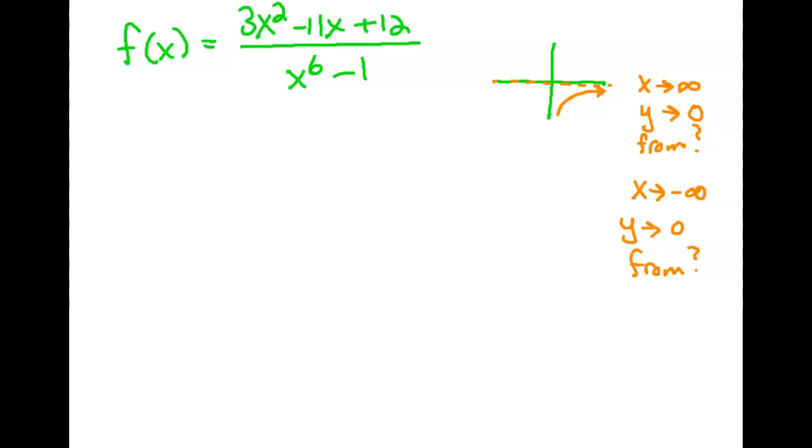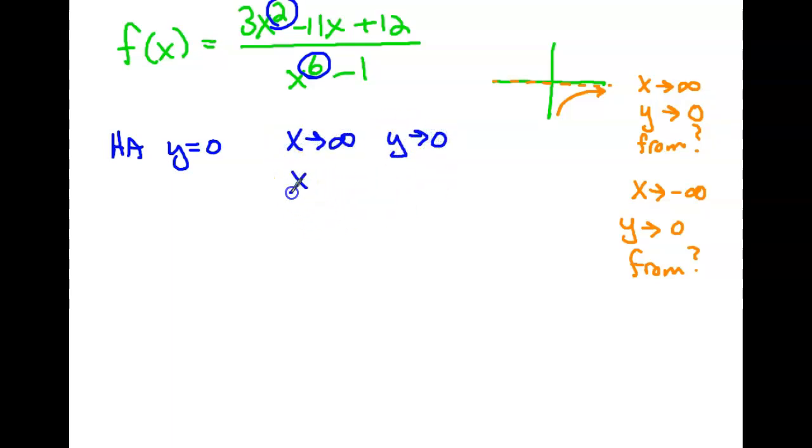So first off, you should already know that the degree of the numerator is less than the degree of the denominator. So we have a horizontal asymptote at y equals 0. Okay? So we know that as x approaches infinity, y approaches 0. And as x approaches negative infinity, y approaches 0. Now the question is, when I'm going to infinity, am I coming from above or below? Okay, so here's the deal. It's super easy. Here's what you do.